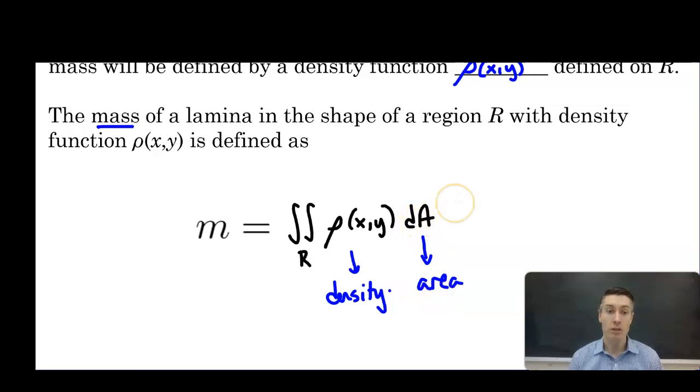Now, as far as applications go, we're going to keep the discussion focused on mass. But if this function here represented charge, then this could represent the charge across the lamina. So there are other variations of this application. We're going to stick our conversation to mass.